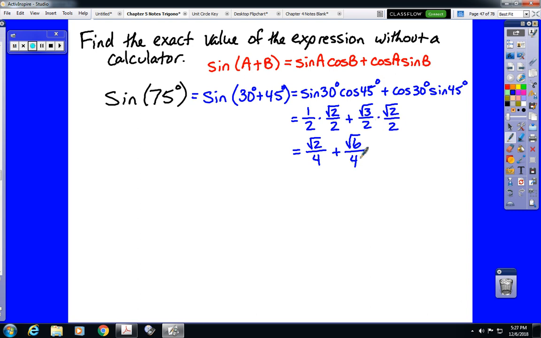Then we want to combine these two fractions, which means we need a common denominator. Oh look, we've already got one. Perfect. So all we have to do is combine them by writing that sum as the numerator, root 2 plus root 6 over 4. Our answer will not get any better than that.